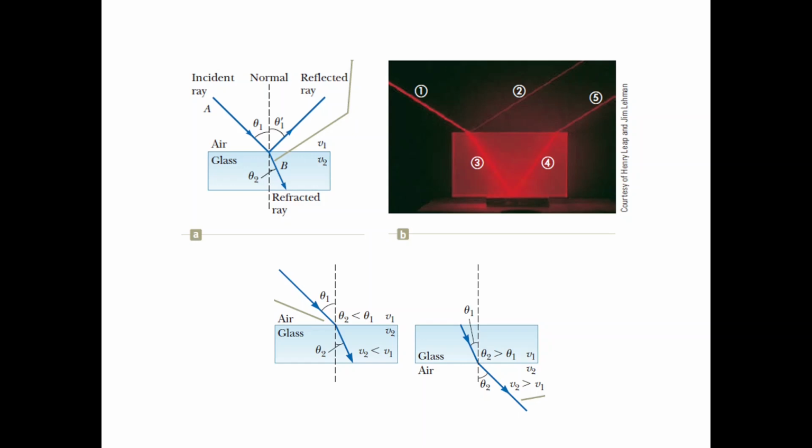Because of the fact that there is a difference between the speed of light in these two mediums, V1 and V2, this refracted ray of light is at a different angle than the incident ray of light. So there is some theta 2, which is different. If we're talking about air, this is air, and this is glass, this angle will always be smaller because V2 is smaller than V1.